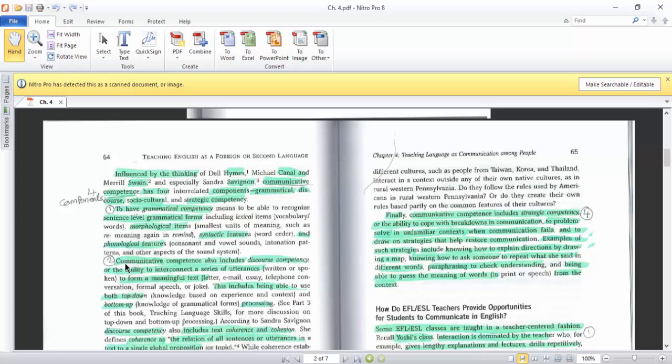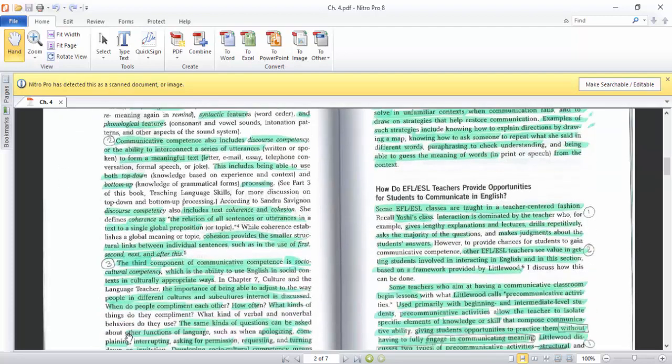Here we have the second communicative competence, which we call discourse competency, or the ability to connect a series of utterances to form a meaningful text. This includes being able to use both top-down and bottom-up processing. Discourse competency also includes text coherence and cohesion. So we have 2 terms related to discourse competency.